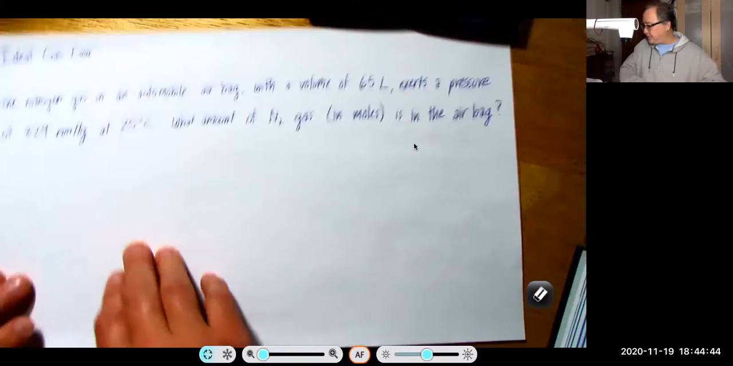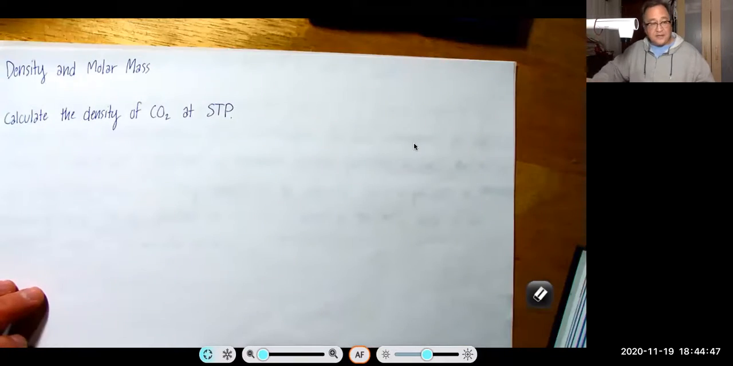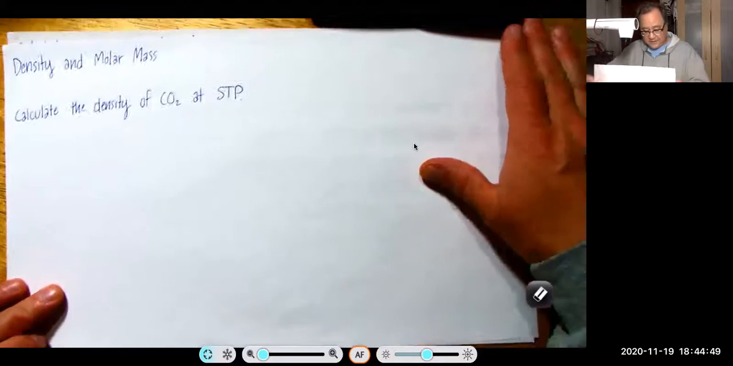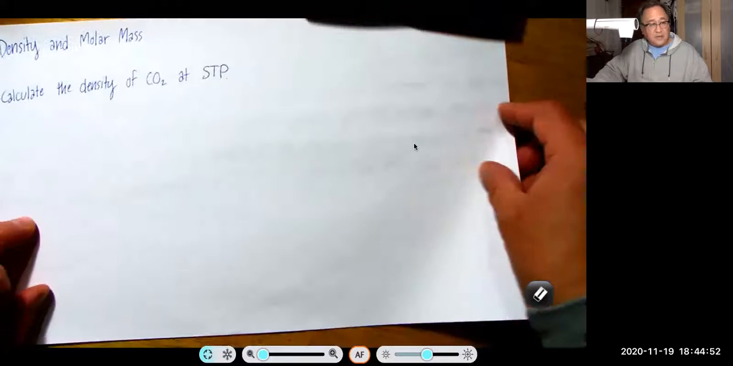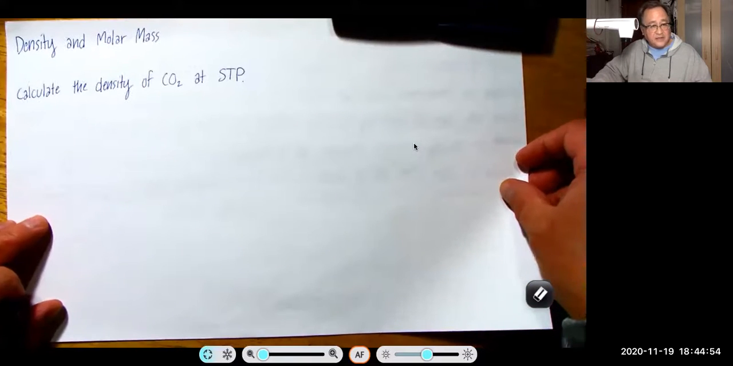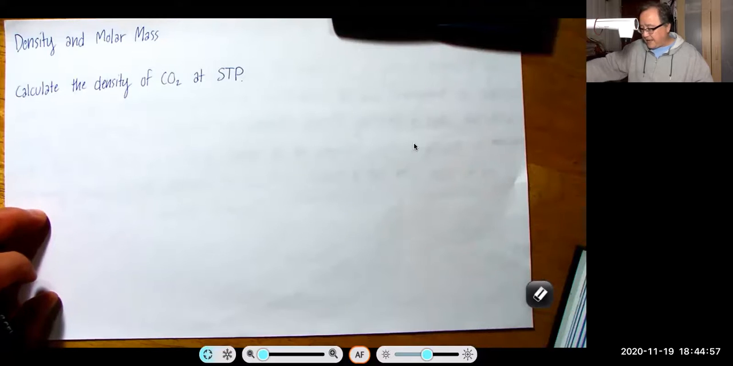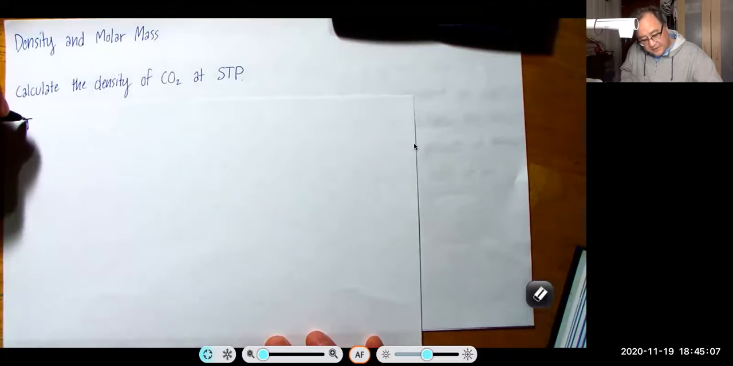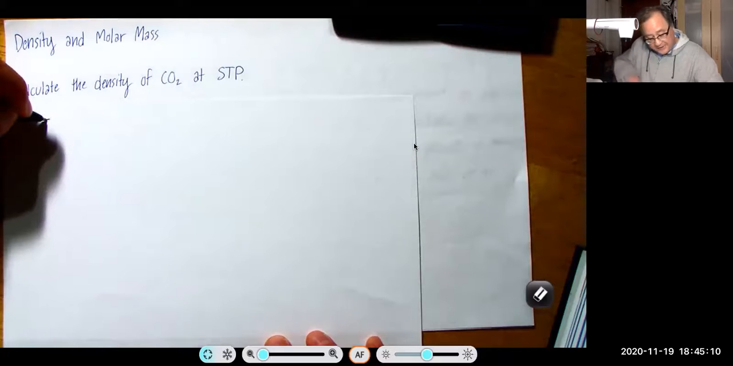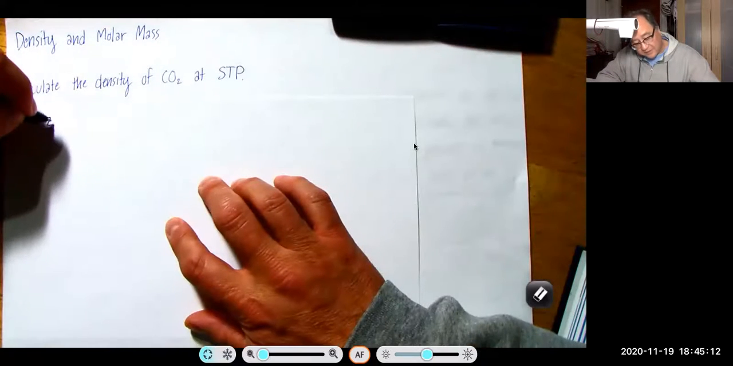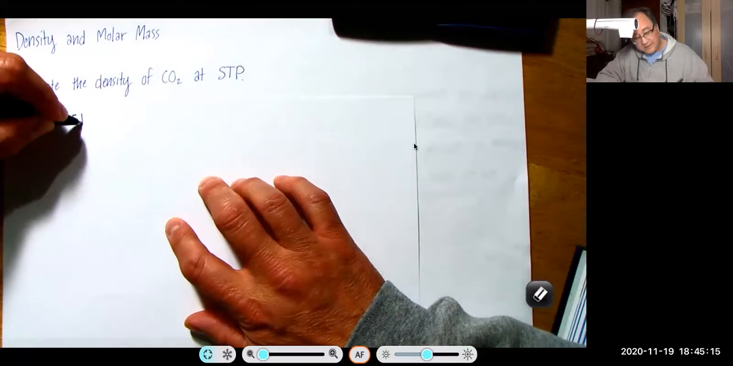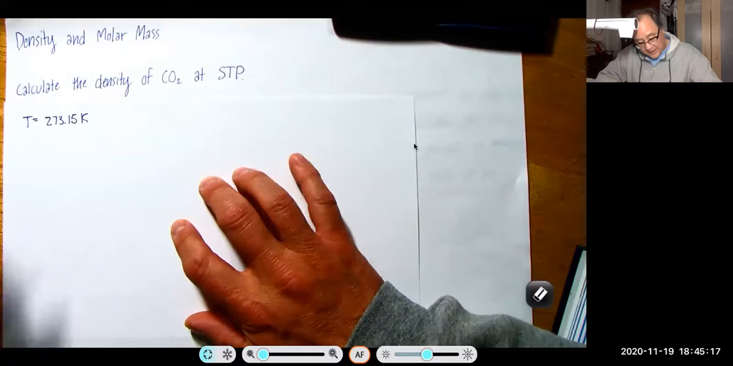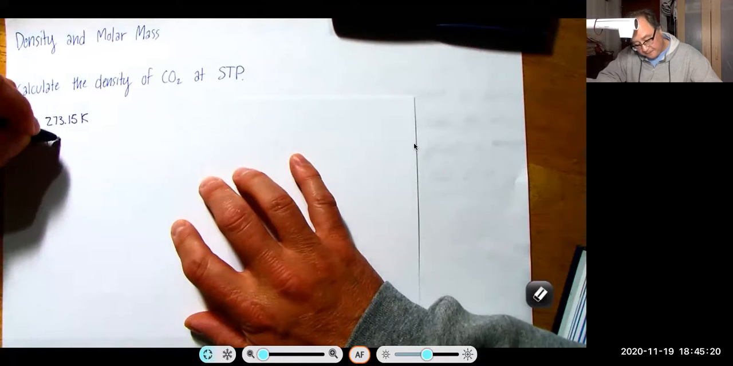Okay, so let's put that to the side. And let's take a look at this one here. Density and molar mass. Calculate the density of carbon dioxide at STP. So we need to recall what STP is. So do you recall what it is? The temperature is 273.15 K, because it's 0 degrees Celsius, and the pressure is 1 atmosphere.